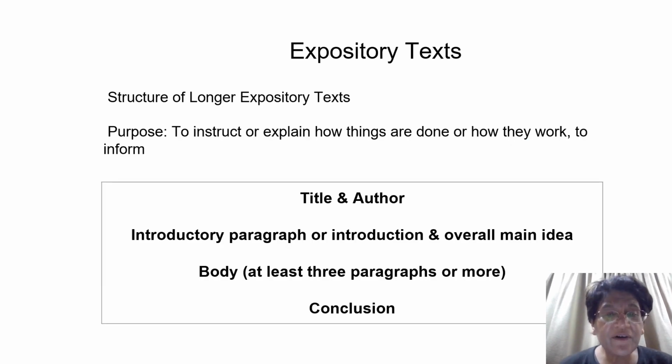The structure of longer expository texts includes an introductory paragraph or introduction in which the author provides background information readers may need to understand the text, and an overall main idea sentence which states what the text is about. The body of the text may have at least 2 or more paragraphs which will provide support to the overall main idea sentence of the text.